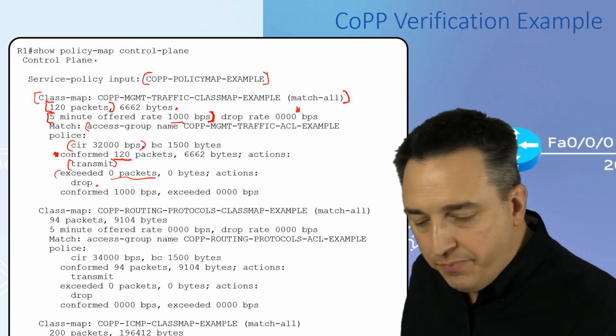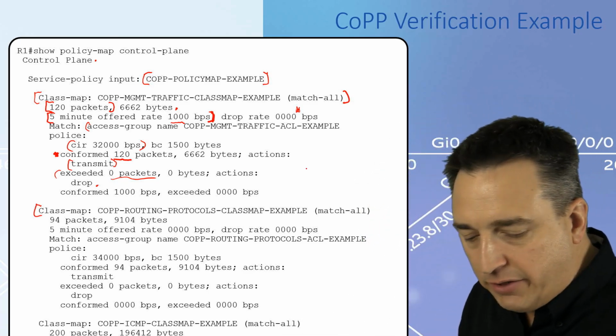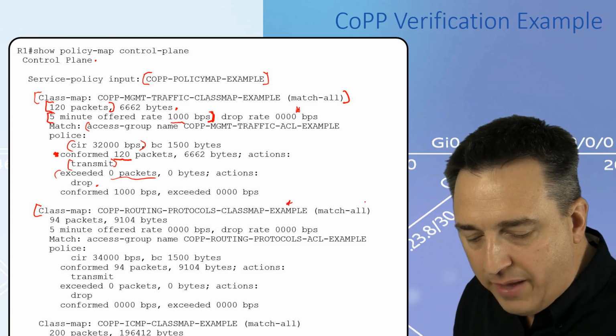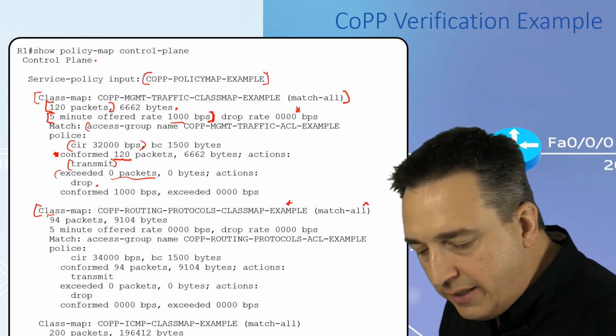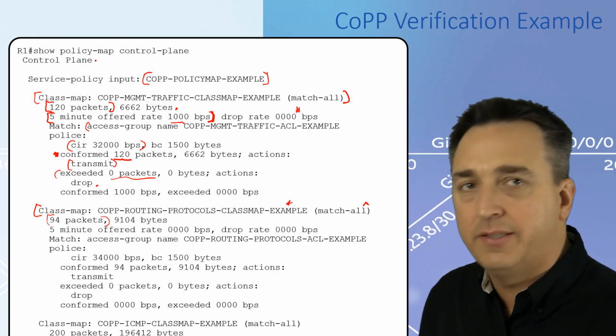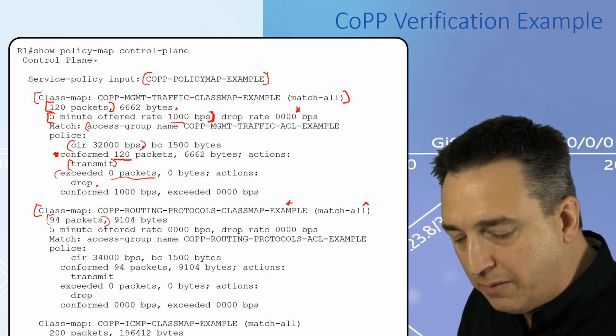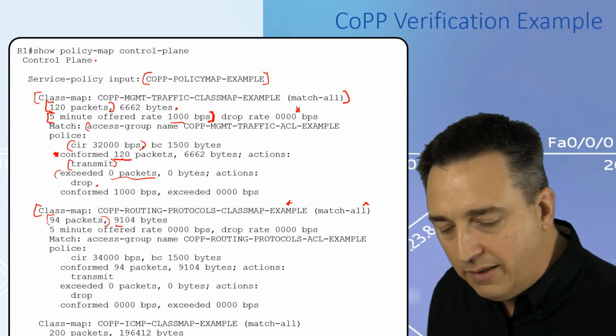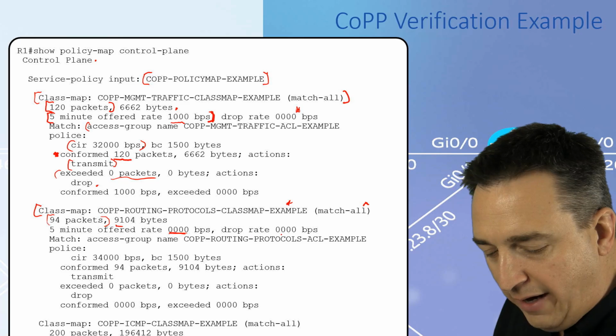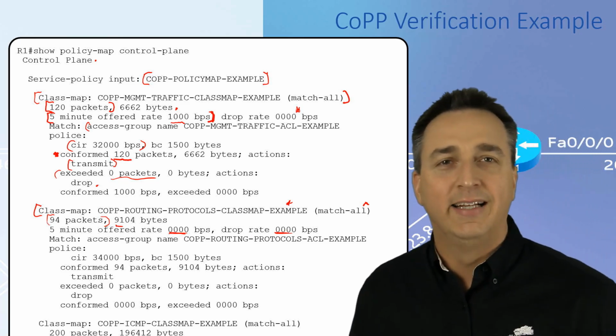Now look at our next one. So when we read this for our next one, there's our class map. Same thing. Confirm this, confirm all of this. You'll see 94 packets in total have been seen by this class map and our policy map, totaling about 9,000 bytes. Look at our 5-minute offered rate right now. There's like nothing. There is nothing.